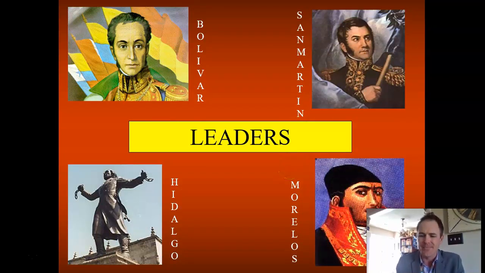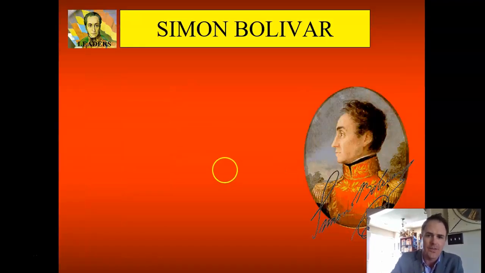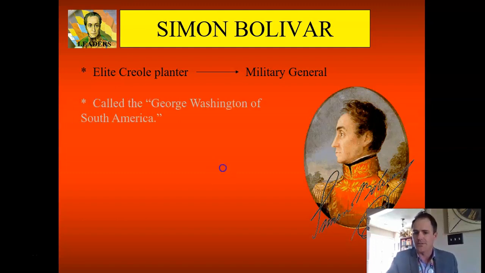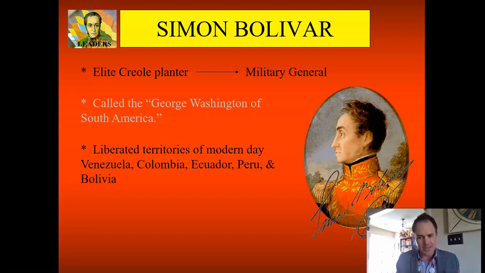Latin American revolution is going to be led by some very strong, very capable leaders who are going to see these revolutions through. So let's begin with Simón Bolívar. He is an elite Creole planter who becomes a military general, right? He's called the George Washington of South America, and he raises an army, leads these armies in liberating territories. In fact, his nickname is El Liberator. Yes, did I get that right? Yeah.